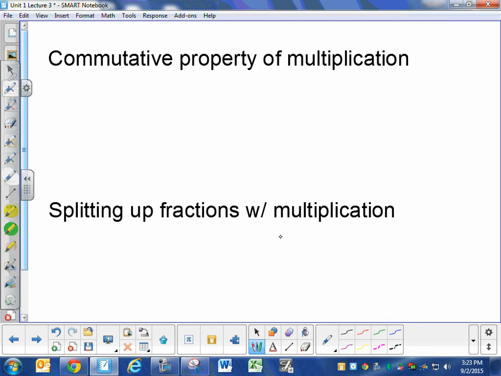Other things that will help us for these problems is to understand the commutative property of multiplication. If you have A times B times 1 over C, well, you can rewrite that in any order that you want, multiplying any of the two things that you want together. So example is A over C times B, or you could have AB over C, or A times B over C.